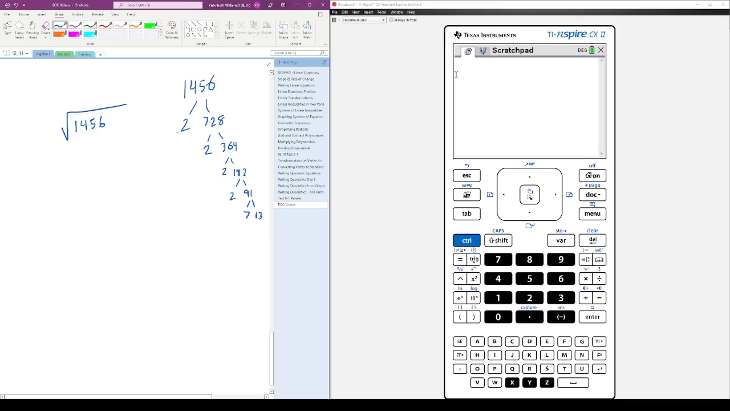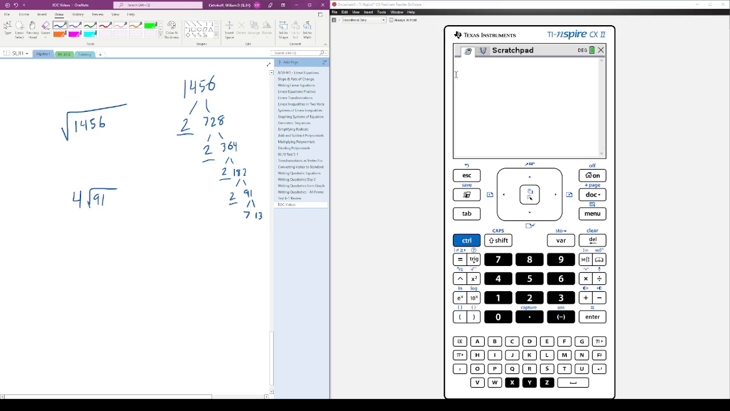So the idea here is we would take our pair of 2's and our other pair of 2's, and those get to escape as a single 2 each. So we would have 4 on the outside, 2 times 2, and we would be left with this 7 times 13, or 91, stuck on the inside. So I want to make sure we know on the calculator that we have a shortcut to help with that.